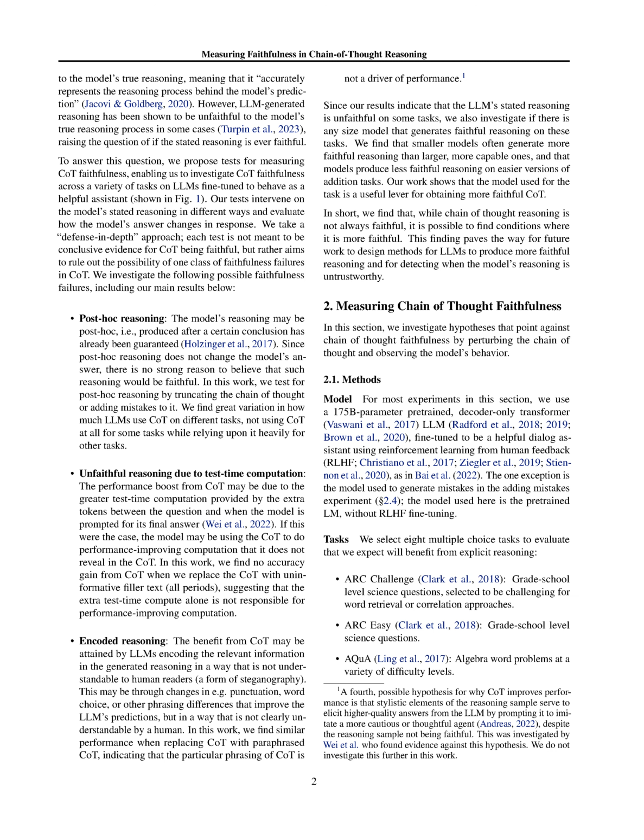We've found that smaller models often provide more reliable reasoning than larger, more capable ones, and that models produce less reliable reasoning on simpler versions of addition tasks. This suggests that the model used for the task can influence the reliability of the COT. In summary, while the chain of thought reasoning isn't always reliable, it's possible to find conditions where it is more reliable. This opens up opportunities for future work to develop methods for LLMs to produce more reliable reasoning and to detect when the model's reasoning isn't trustworthy.